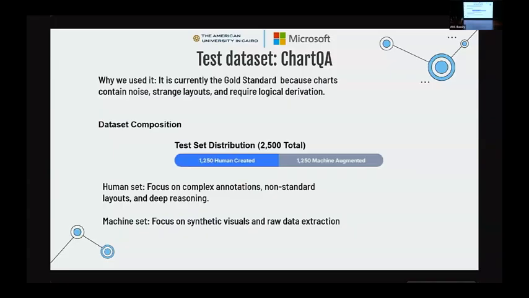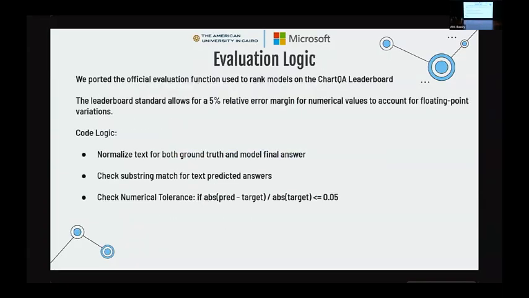The ChartQA dataset is composed of 2,500 samples divided into 1,250 samples human-generated and 1,250 samples machine-generated. The machine-generated ones are used for testing our pipeline abilities on synthetic visuals and just the raw data extraction, while the human set, the more challenging ones, are used to test our pipeline abilities on deep reasoning and complex annotations.